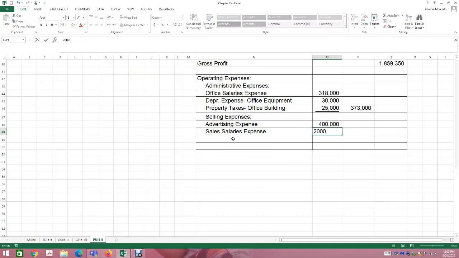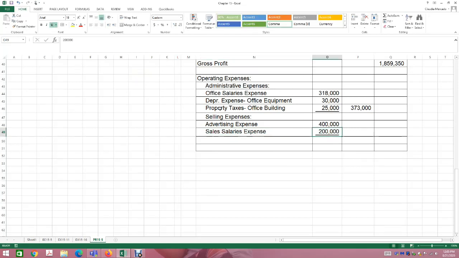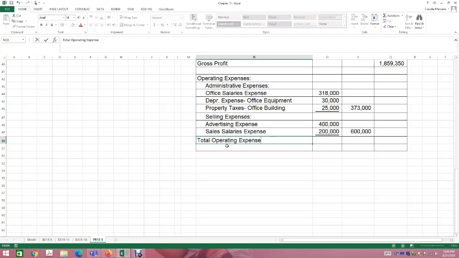And we spent 200,000. Okay. So we're going to add those together, and that's going to give me 600,000. Okay. So now I can get my total operating expenses.